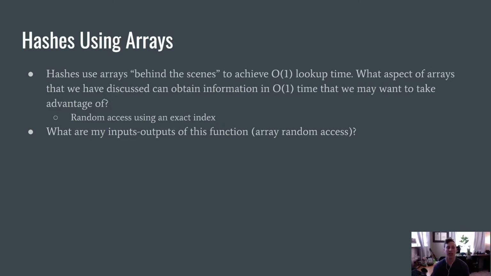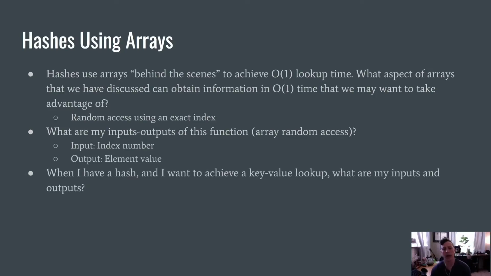So we need to identify what the inputs and outputs of this O of 1 lookup time for my array are. In order to get an element from an array in O of 1 time, what is the input that I need and what do I get out? Go ahead and pause. Okay, so my input is going to be the index of where that element lives, right? So the cubby number where my stuff is. And the output's going to be the actual stuff in the cubby, or the actual value of what lives at that index.